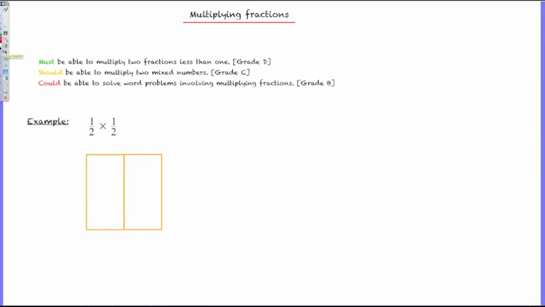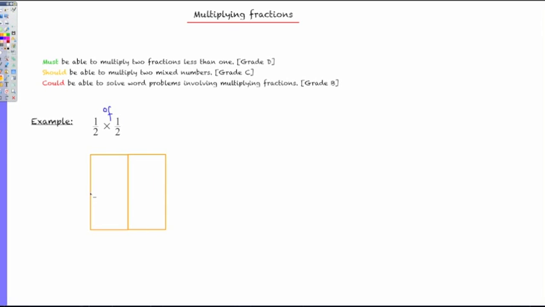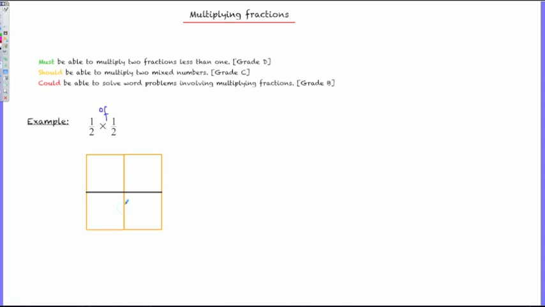Okay, for this next example, we want a half of a half. Okay, so multiply in maths means of. So I'm going to take 1 half, so just one of these sections, one of these rectangles, and I need to split it into a half. Okay, so I'm going to split my whole shape in two. Now I only want a half of this first rectangle. Okay, so a half of that is going to be this one here. So in total that is 1/4 of my whole shape.